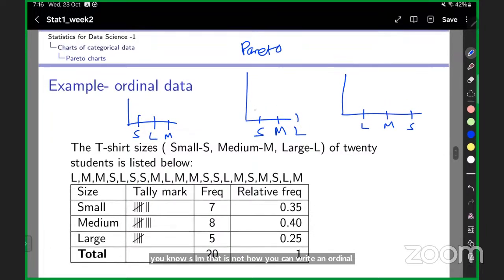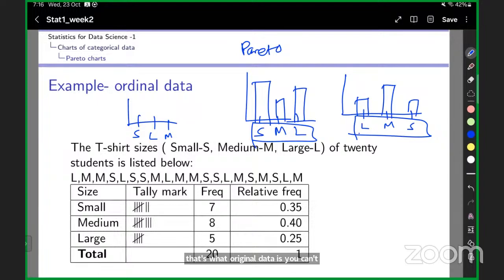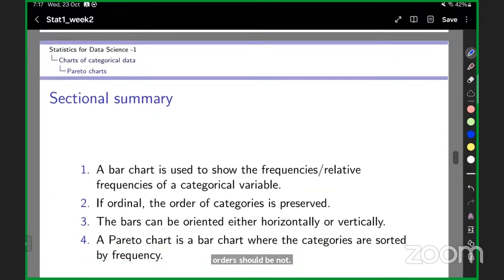And then you can have any kind of bars, say like this, or maybe like this or something, right? So any kind of bars is possible, but it should be in whatever order the data is. That's what ordinal data is. You can't shuffle the order. It should be in order. But in nominal, it's anything because there is no order in between, right?